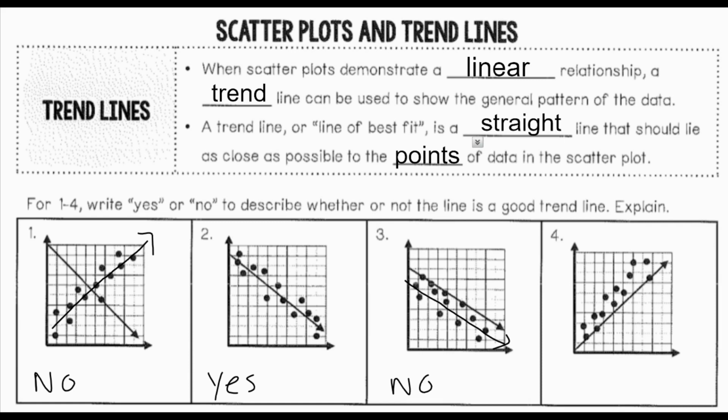And number 4 is the same as number 3. It is not a good trend line because, again, all the points are above the line instead of above and below the line. So I should have a trend line that looks something like this.